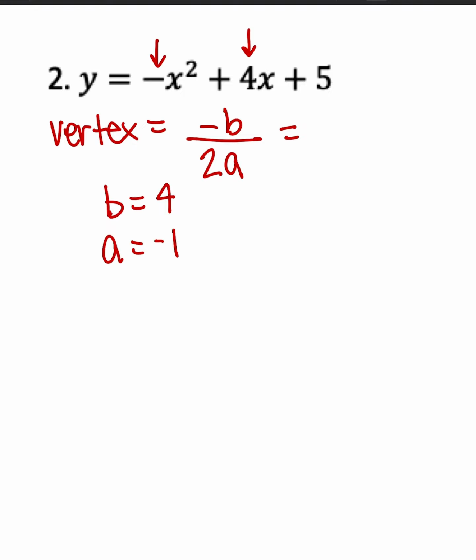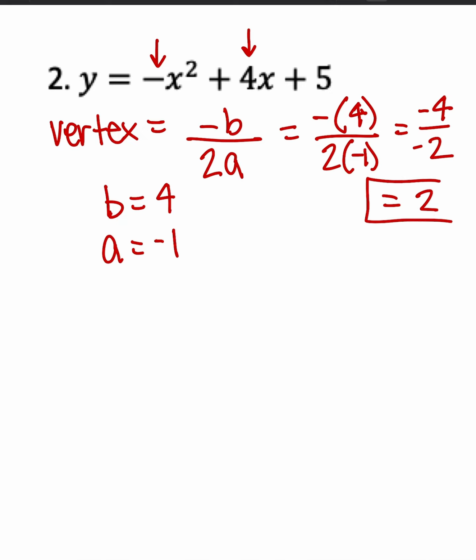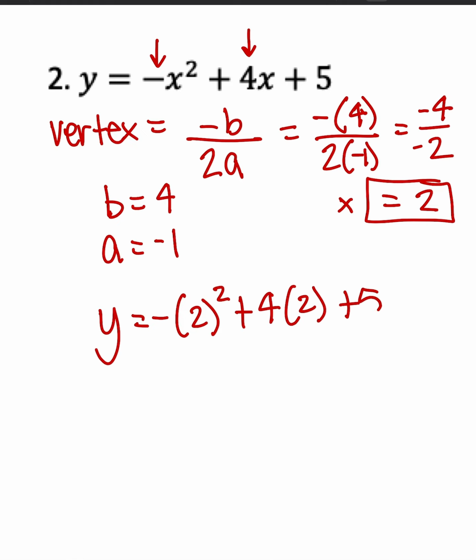We're going to go ahead and plug that in. -b divided by 2 times a. We would get -4 over -2, which gives us a +2 as our x value. So that's the x coordinate for our vertex, and we're going to go ahead and plug that in to find our y value. So we've got -2 squared plus 4 times 2 plus 5. Then we're just going to simplify from there.